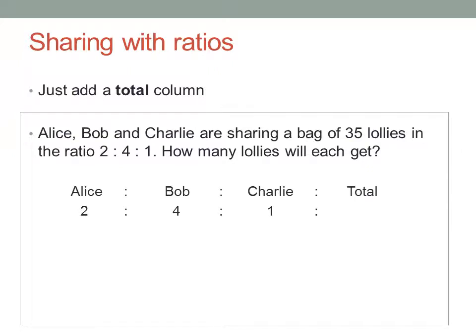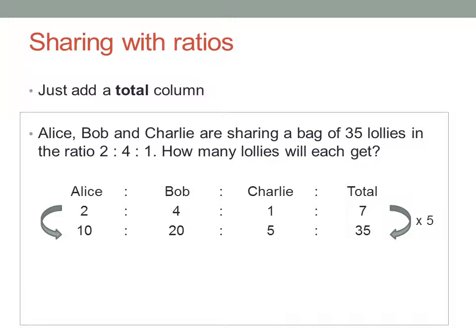To work this out, just add a total column. What's the total of all the shares each of them gets? What's the total across the top row? 2 and 4 is 6, plus 1 is 7. Okay, and I have 35 lollies to give out. 7 into 35 goes 5 times, so multiply every column by 5. Alice gets 10 lollies, Bob gets 20, and Charlie gets 5.